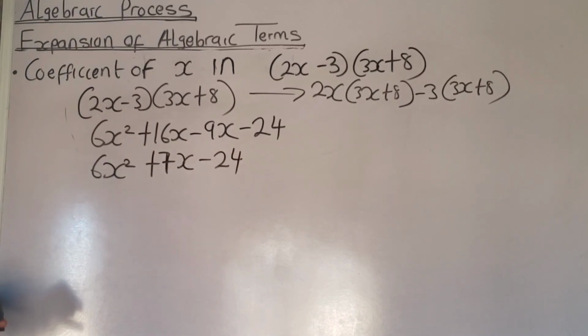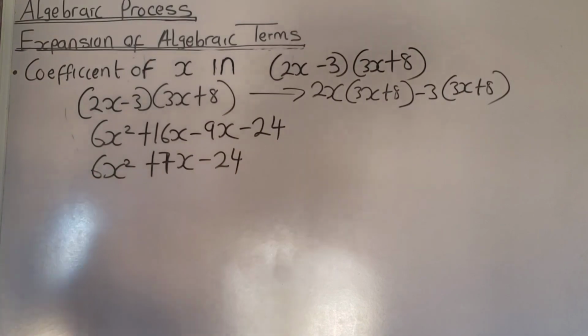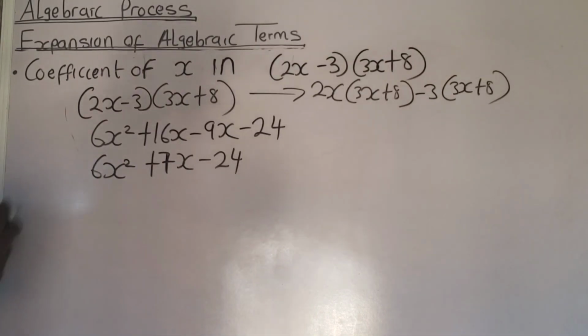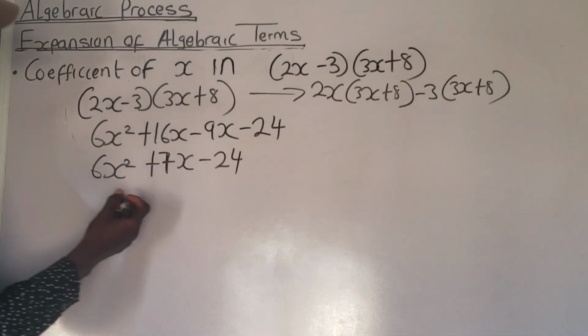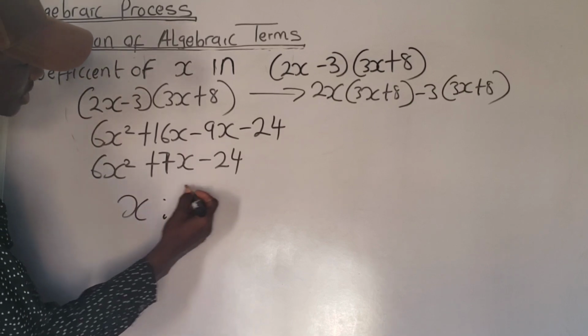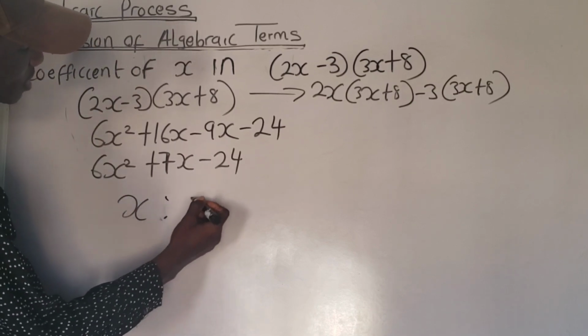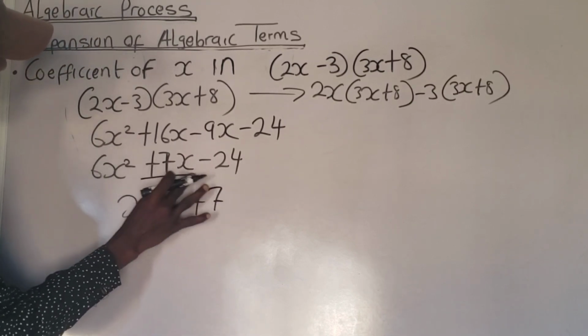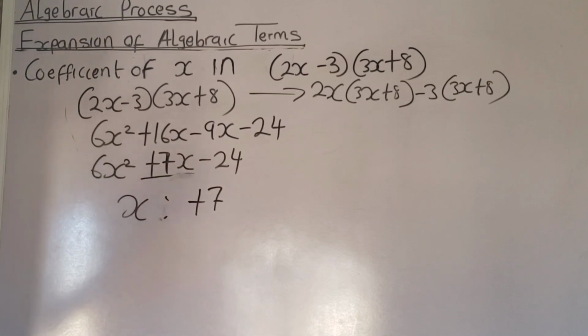Now I want to check what is the coefficient of x in this expansion. The coefficient of x in that expansion is our answer. Now what is the coefficient of x? Positive 7. Okay, this is the coefficient of x. You understand? The number that is at the front of x is the coefficient of x. You understand? Let's say we are asked to find the coefficient of x squared.